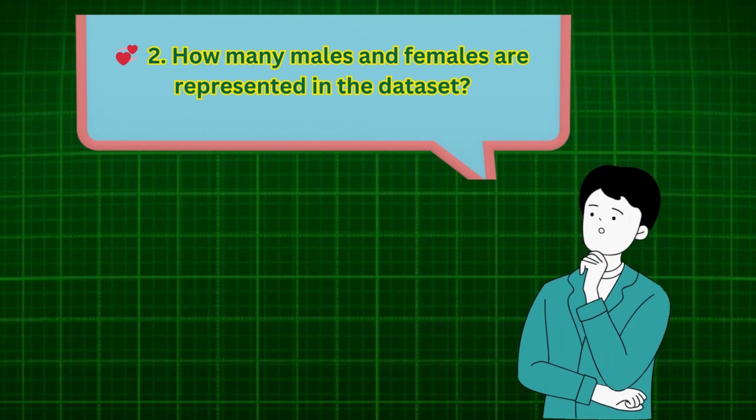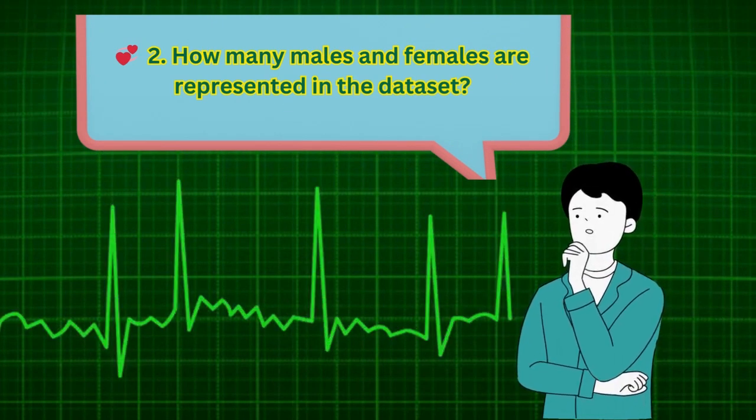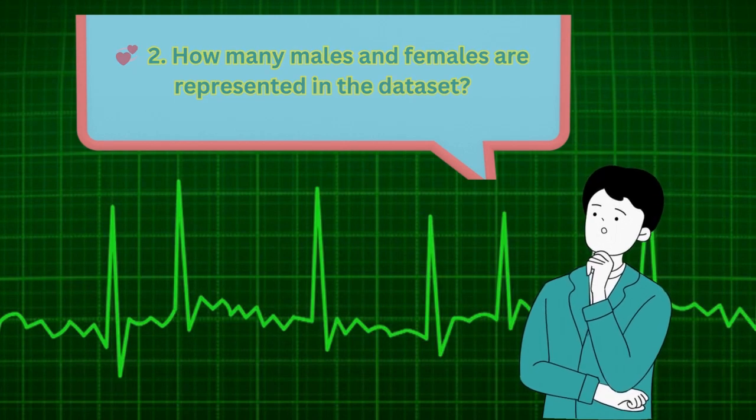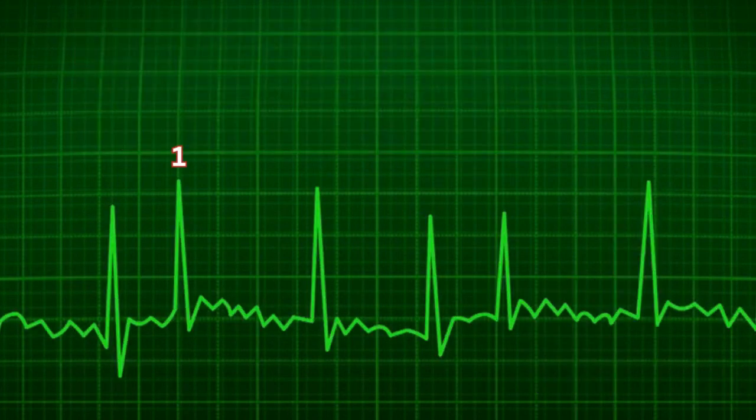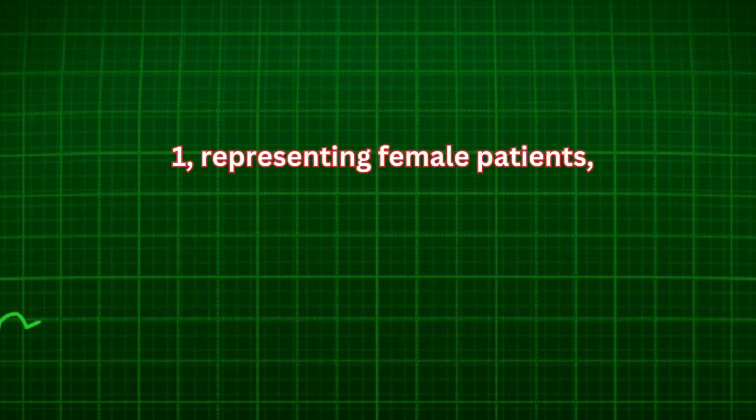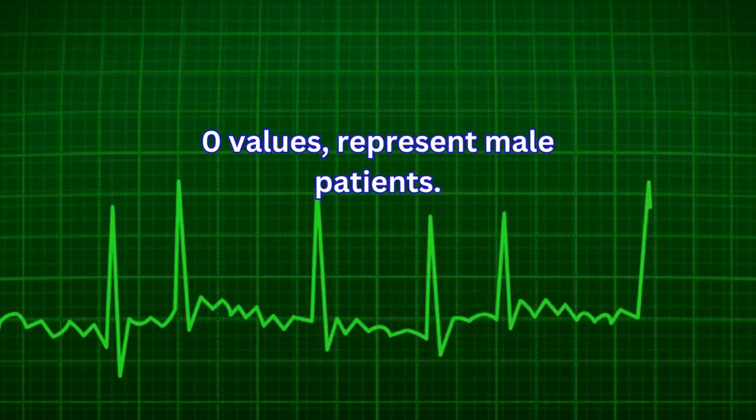2. How many males and females are represented in the dataset? To answer this question, we need to analyze the gender column in our dataset. In this column, the value 1 represents female patients, and the value 0 represents male patients. Let's look at the distribution.